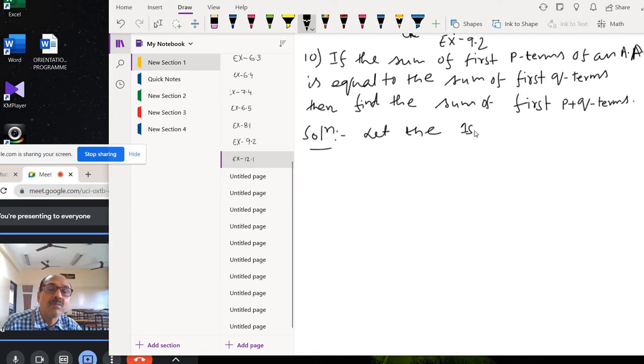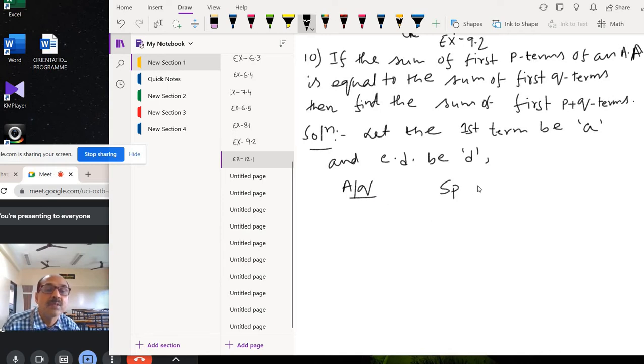Let the first term be a and common difference be d. And according to the question, it is given the sum of first p terms, that is Sp, is equal to the sum of q terms, equal to Sq. Okay. Now use the sum formula.